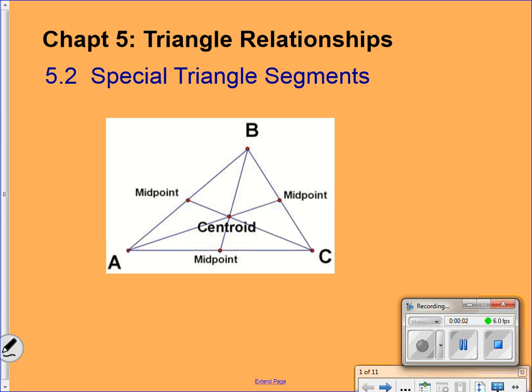Hey everybody, this is Mr. Munson, and we are in Chapter 5, Triangle Relationships. So we're looking at triangles and the relationships that different things associated with triangles have with each other, like segments and angles and things like that. So this is concept number 2, hence the name 5.2, Special Triangle Segments. Let's get started.